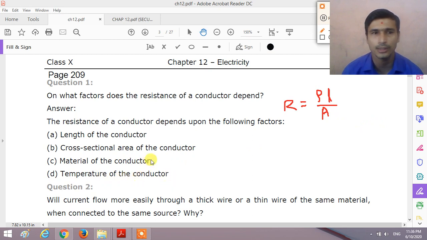So dear students, the resistance of the conductor depends on first, the length of the conductor, second, the cross section area of the conductor, third, the material of the conductor, the type of the material. For different types of material, copper, aluminium, iron, the resistance is different, and it depends on the temperature of the conductor. So extra, as the temperature of the conductor is increased, the resistance of the conductor also increases.